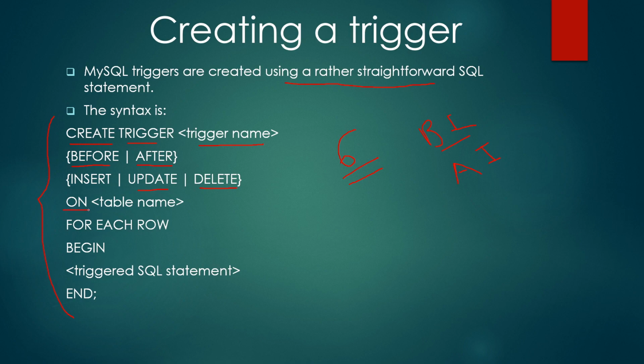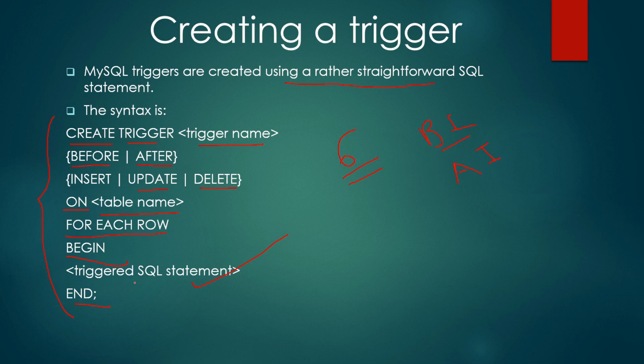Then we have the keyword on followed by the table name. Then we have 3 more keywords, for each row. Then begin and end, and here comes the main trigger logic, meaning what you want to do. As soon as, let's say, a row is inserted, what should happen? That logic will go inside here. So this is how the syntax looks. I know it is a bit lengthy, but believe me, it is very easy. Now we'll go to phpMyAdmin and let's implement triggers.